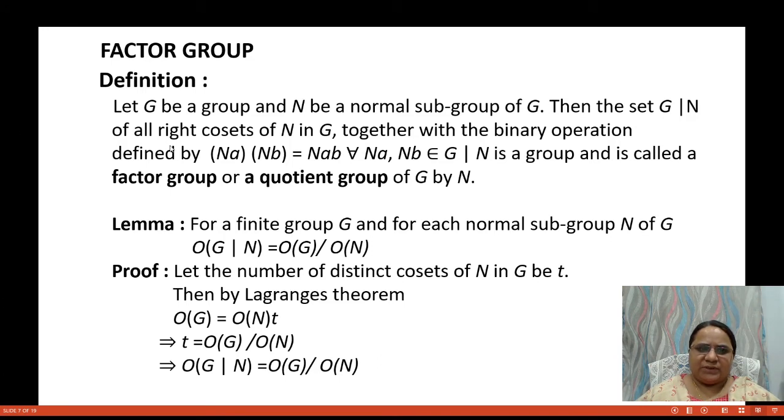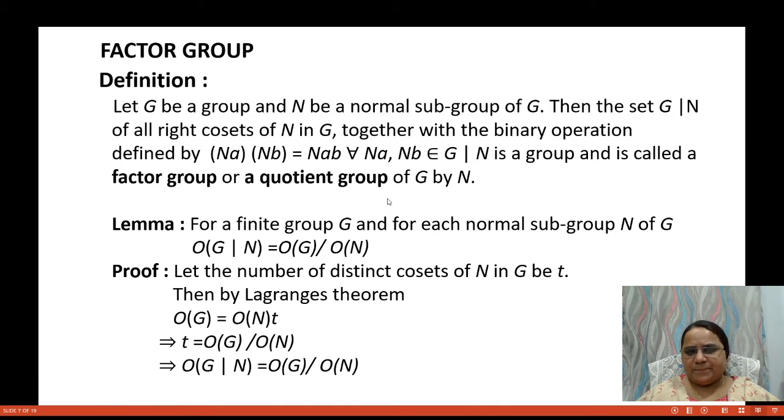Let us understand what is the definition. Let G be a group and N be a normal subgroup of G. Then the set G/N of all right cosets of N in G, together with the binary operation defined by Na · Nb = N(ab) for all Na and Nb belonging to G/N, is a group and is called a factor group or a quotient group of G by N.